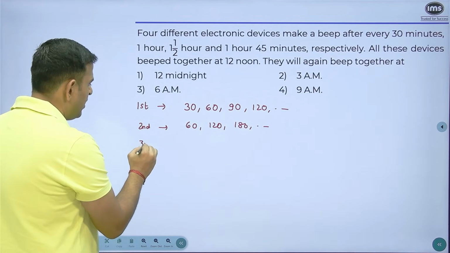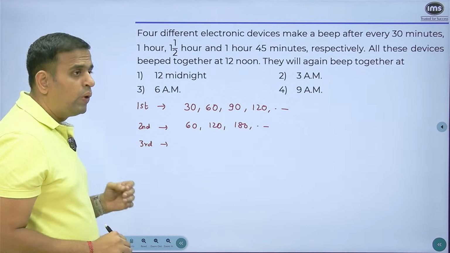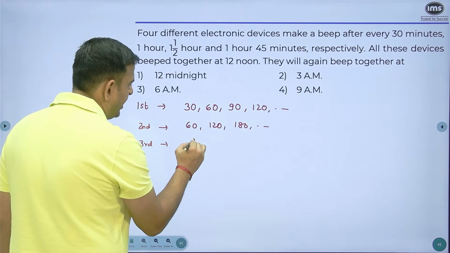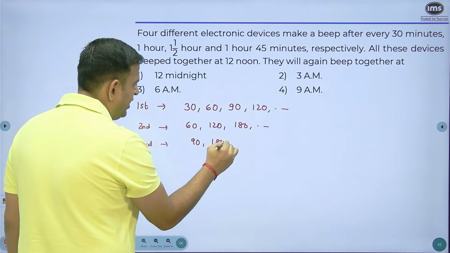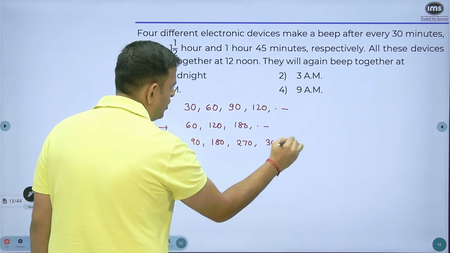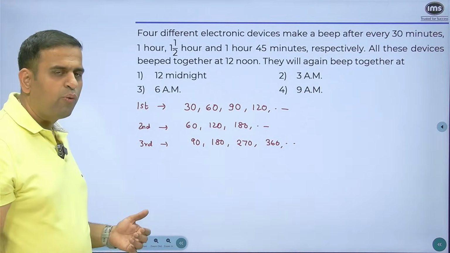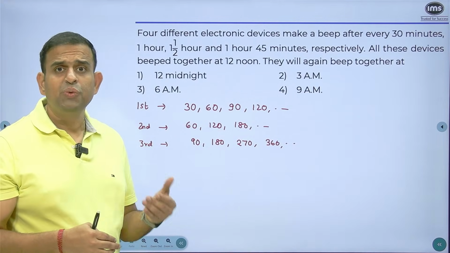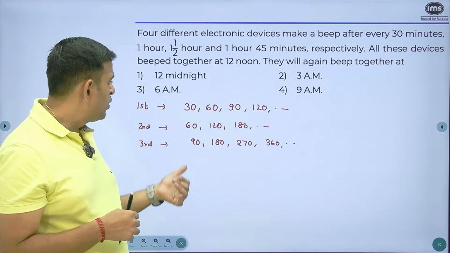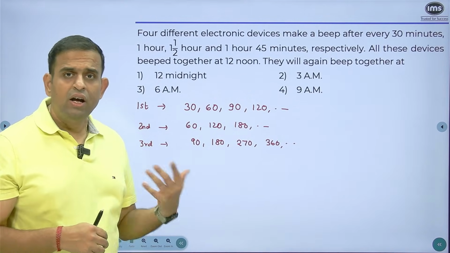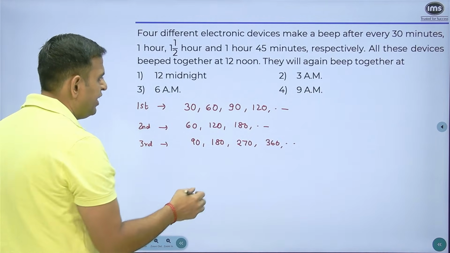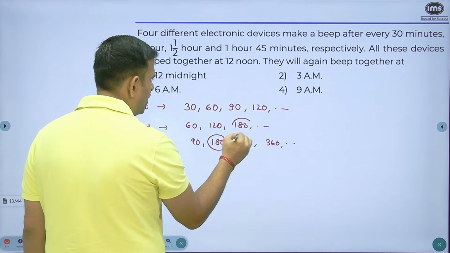The third one, after every 1.5 hours, or one can say after every 90 minutes. So one can say 90, 180, 270, 360 and so on like this. So if I want to know at what interval, let's say, devices 1, 2 and 3 will beep together, the answer would be a multiple of 30, 60 and 90, which happens to be the number 180 over here, because 180 is going to be present in each of the numbers.